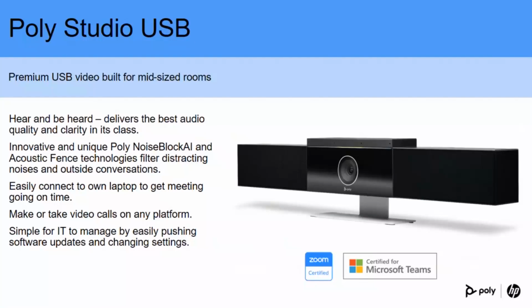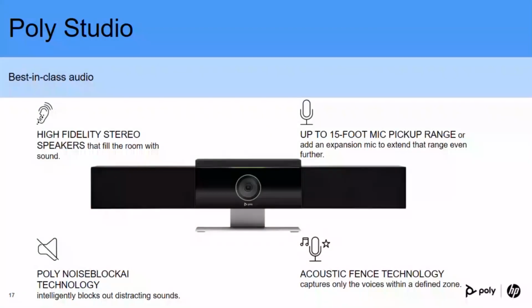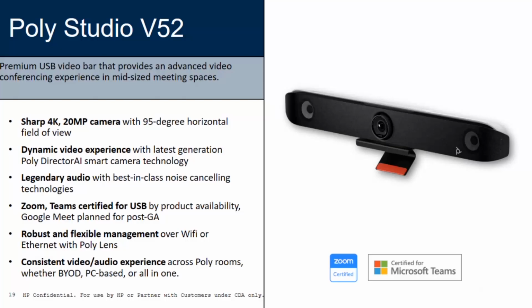Then Poly Studio USB. This is a very famous device. It is also certified with Zoom and Teams. It has a 120° field of view and 4 beamforming microphone arrays. This is also a 4K camera. This device will support up to 15 feet of room size. We can also include one expansion mic with this device. It comes with the RJ11 port. It has noise block and acoustic fence technology. Then we have the V52 model. This device will support up to 18 feet room size. It has a 4K camera with 20 megapixel and a 95° field of view.